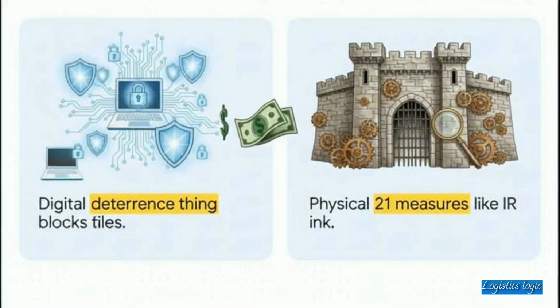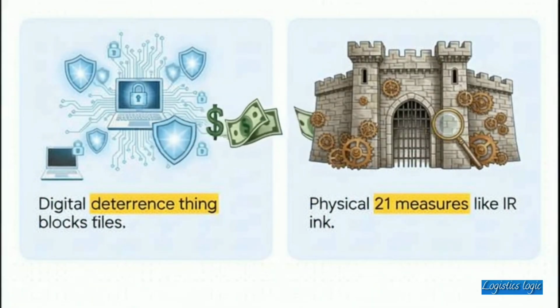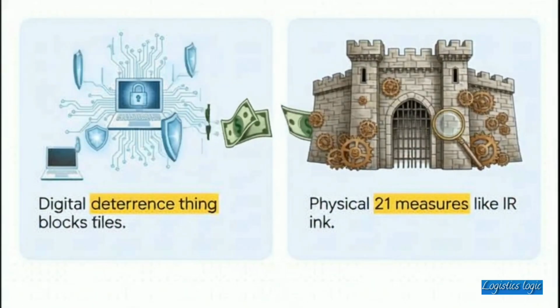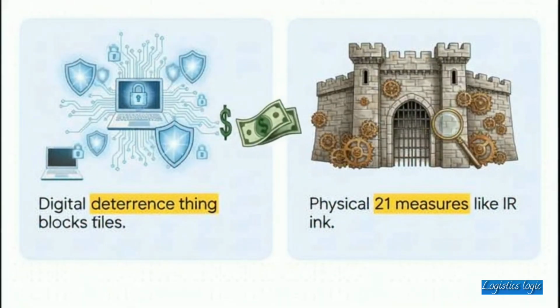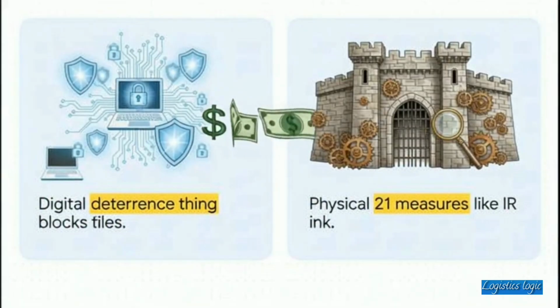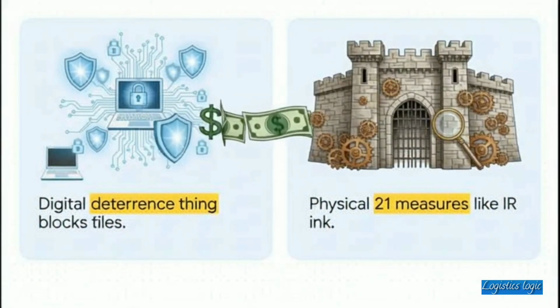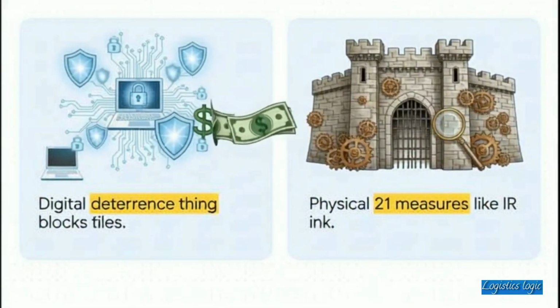Okay, let's pull all of this together. We are looking at a tightly controlled dual reality of modern banknote security. On the digital side, we have an invisible global system, Photoshop's forced deterrence thing, that actively blocks high-resolution image files from even being opened. And then on the physical side, we have these extreme, tangible fortifications, like the Swiss franc's 21 physical measures, complete with disappearing infrared ink.